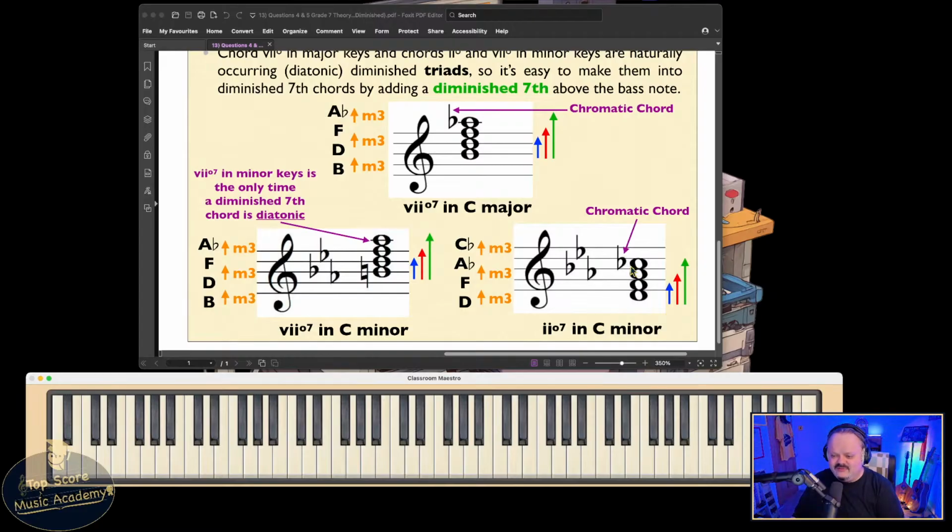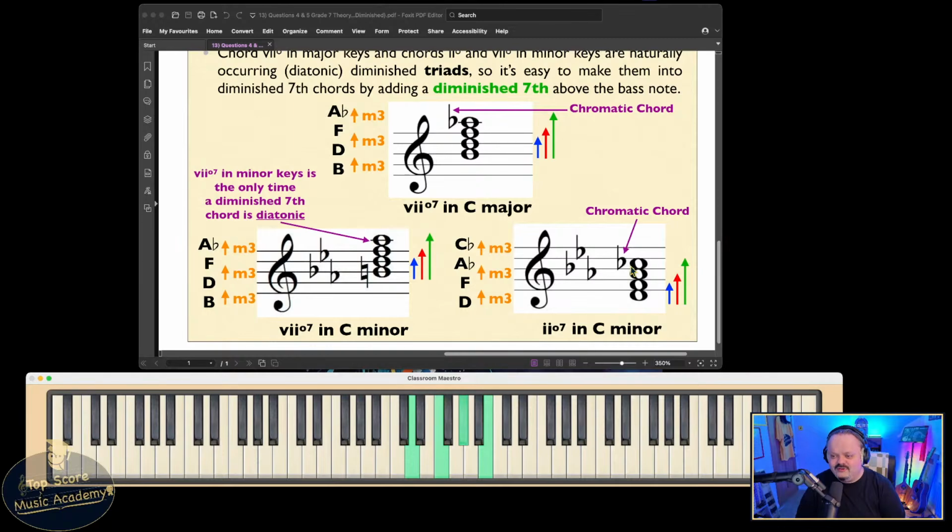Don't ever write it as a B, because this is what it should look like. D, F, A flat, C flat. If you think of that as B, then really it's a B, D, F, A flat, first inversion. And that's not what you're looking for. You're not looking for that diminished seventh chord. You're looking for a different one. D, F, A flat, C flat. So that's what makes it the chromatic chord as well, is the fact that you're introducing a C flat.